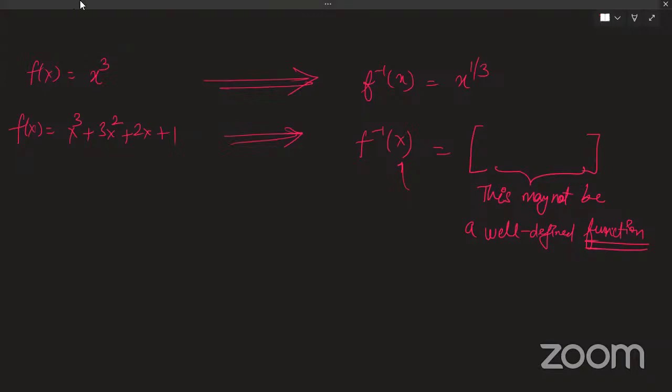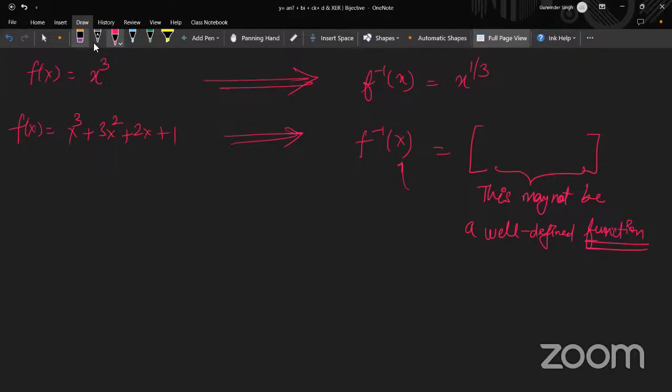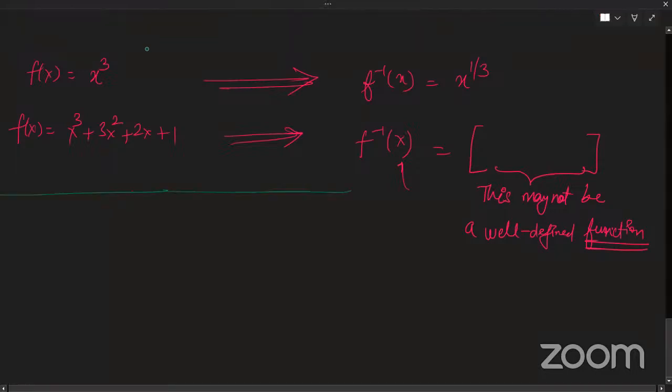So yeah, this was just to tell you that inverse may or may not be a well-defined function. Like for example, you have x cube. So its inverse is definitely x raised to 1 by 3. You can just easily take x power 1 by 3. That will be the inverse. You put any value and I can tell you, but the same won't be happening over here. It may or may not be a well-defined function.